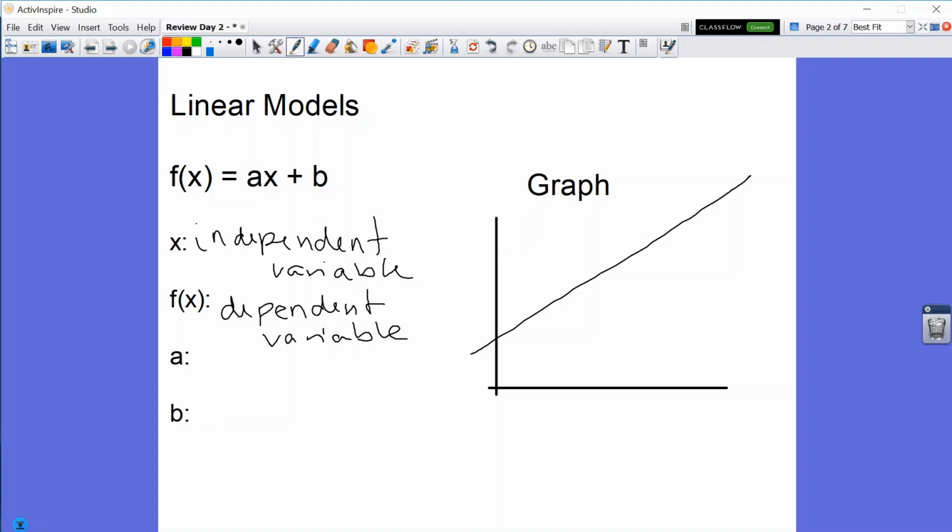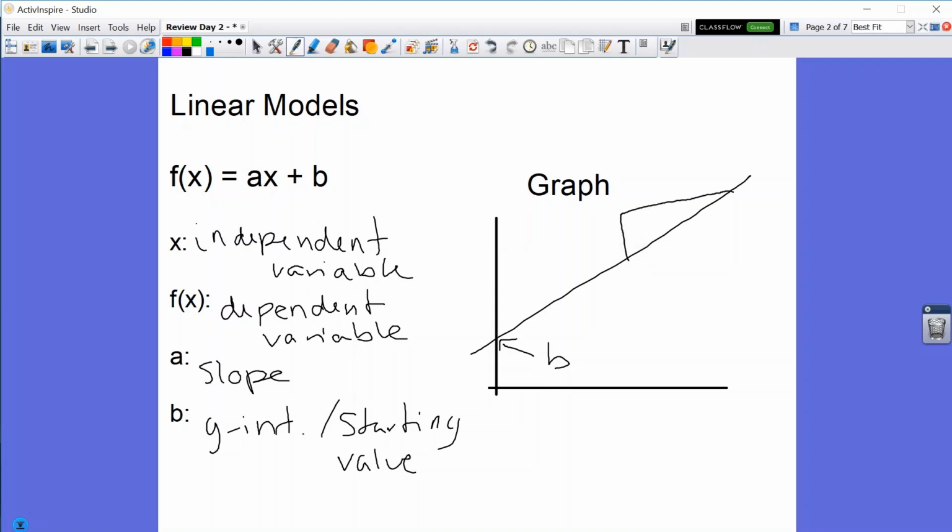And then a is our slope, so our rate of change, and b is our y-intercept, or our starting value. So on our graph, the b value is going to show up here at our y-intercept, and then our slope is our rate of change. So remember, change in y over change in x. That's how we calculate our slope. All right, so you guys have been working with linear functions for several years now, so I feel like this is what we're more comfortable with.